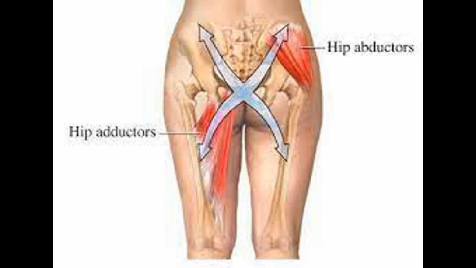Hip abductors and adductors. The hip adductor muscles are comprised of several muscles on the inside of your thigh. The opposite muscle group, the hip abductors, are on the outside of your pelvis. Both the adductors and abductors will independently move your leg across your body, which is to say adduction, and away from your body, which is abduction.